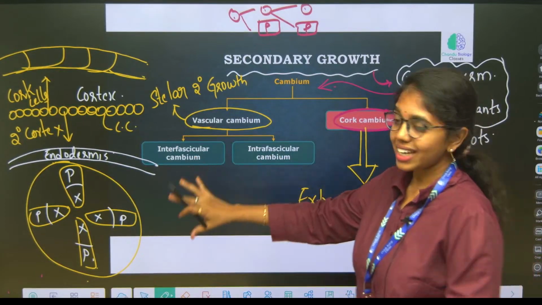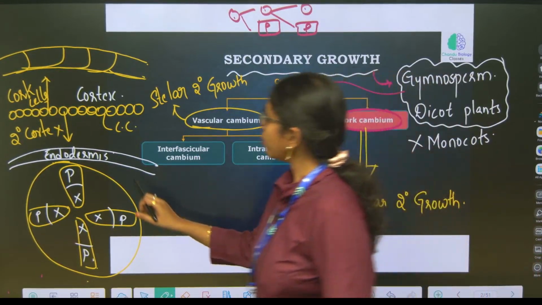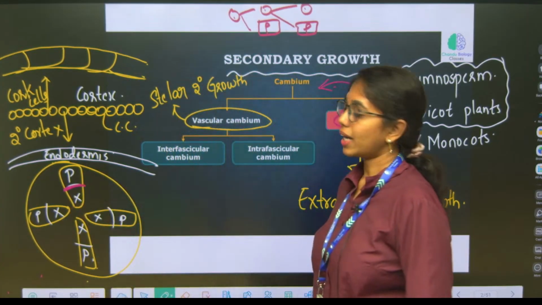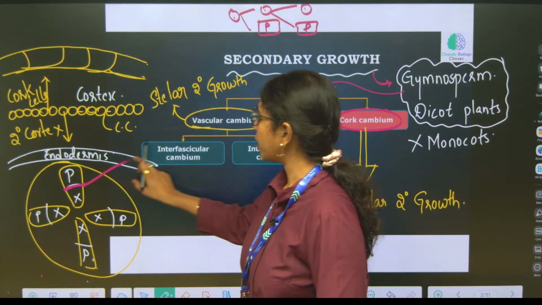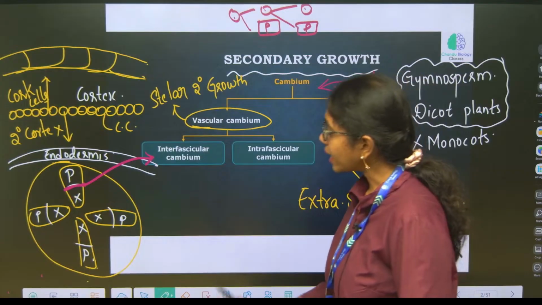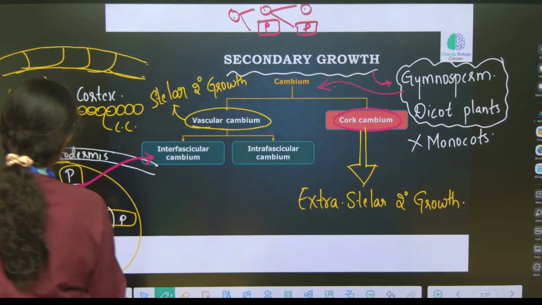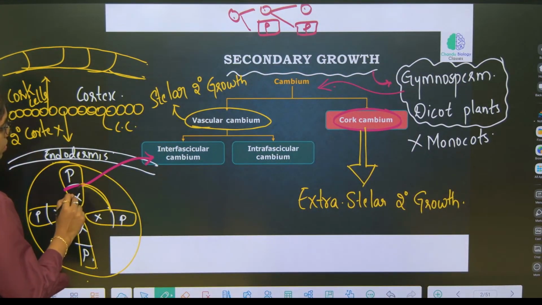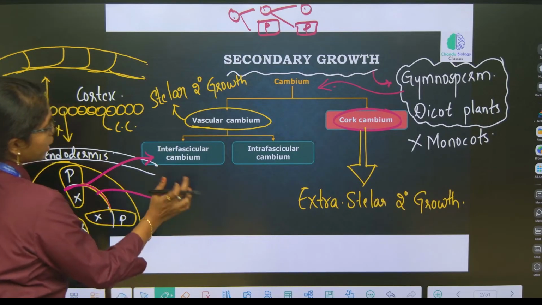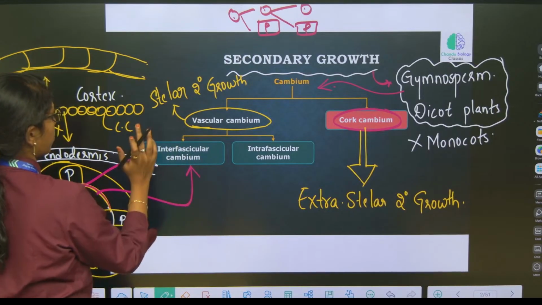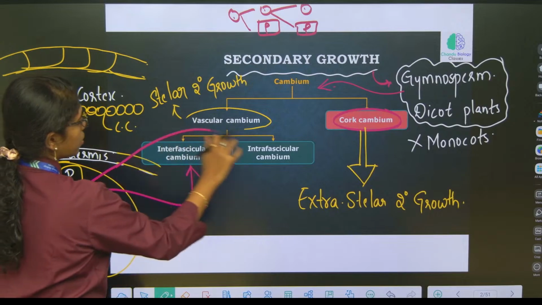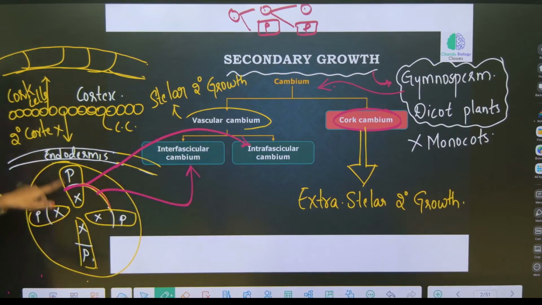Here you see stellar secondary growth. In between xylem and phloem, the cambium which is present is called intrafascicular cambium. And the cambium which is present in between two vascular bundles is called what? Interfascicular cambium. This is intrafascicular cambium in between xylem and phloem.